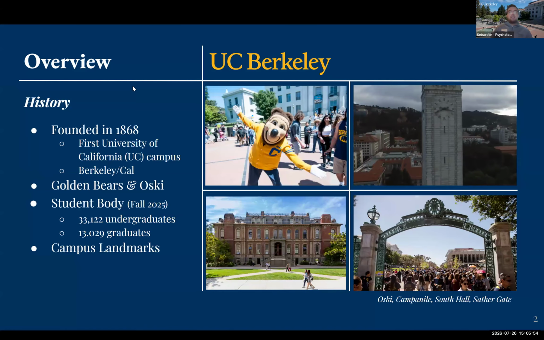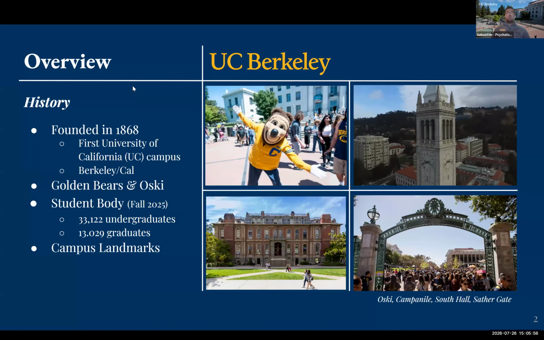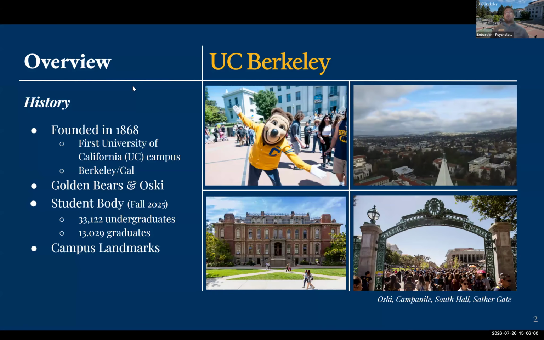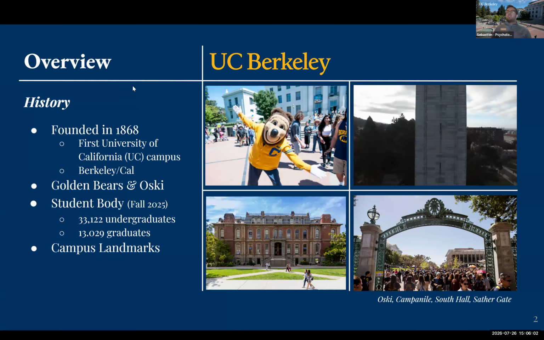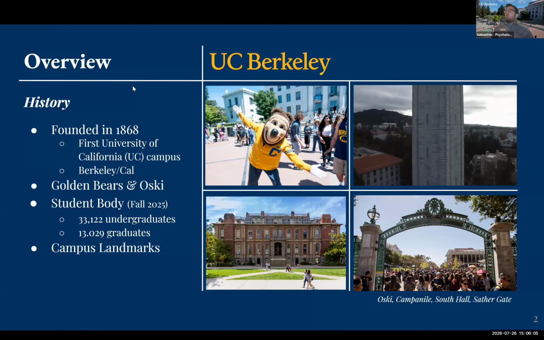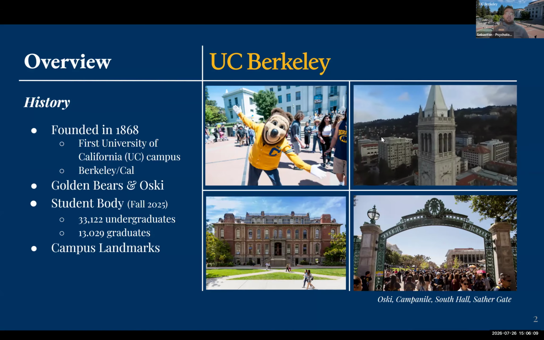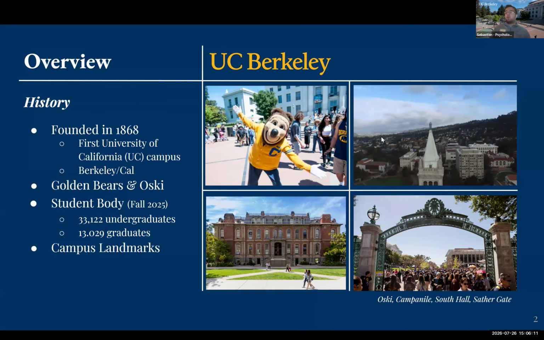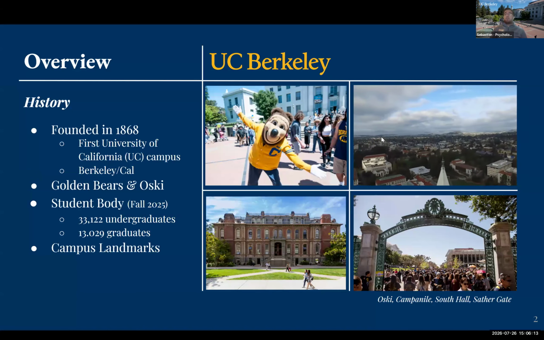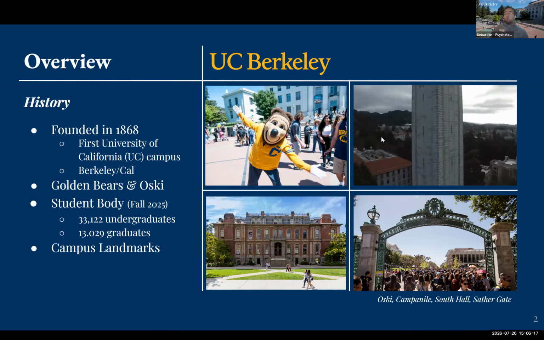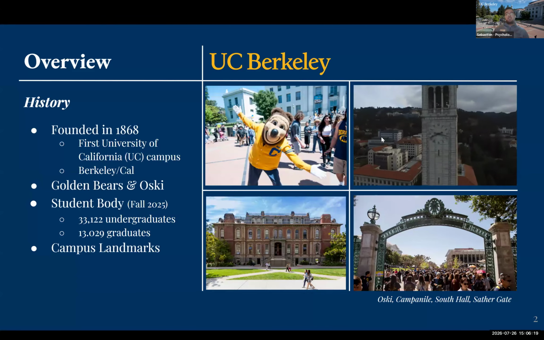Our student body comprises 33,122 undergraduates and 13,029 graduate students as of the fall of 2025, so about 46,000 students in total. And we also have various campus landmarks. So you can see right over there the Campanile, that is our historic clock and bell tower. It is the second tallest freestanding clock and bell tower in the entire world at 307 feet or 93.5 meters for anyone using the metric system.